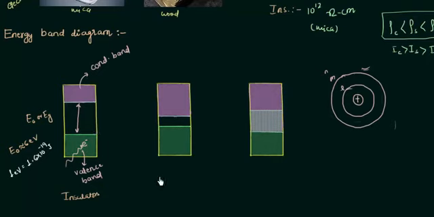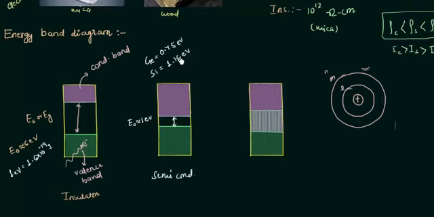And if I talk about the semiconductors, definitely this band is going to be much narrower, and you can see here we have a reduced forbidden band gap, nearly equal to 1 electron volt in case of semiconductors. And if I talk about germanium, then it is 0.75 electron volt, and in case of silicon it is equal to 1.16 electron volt.